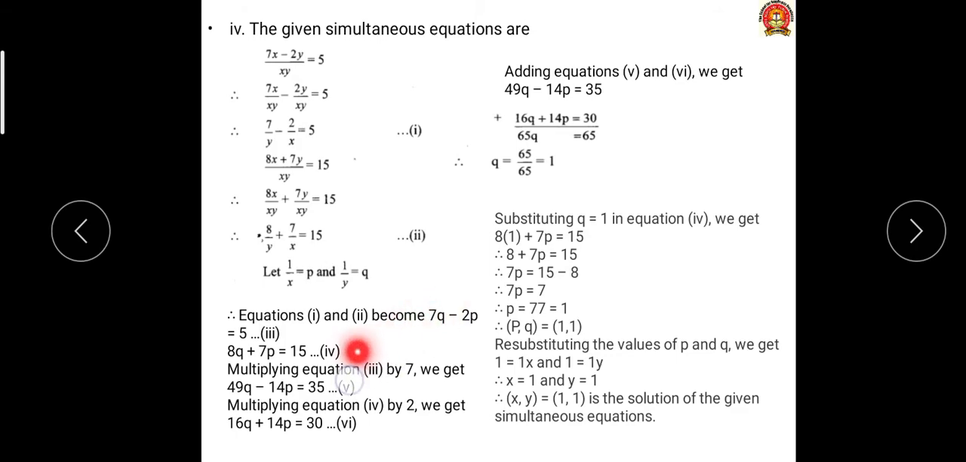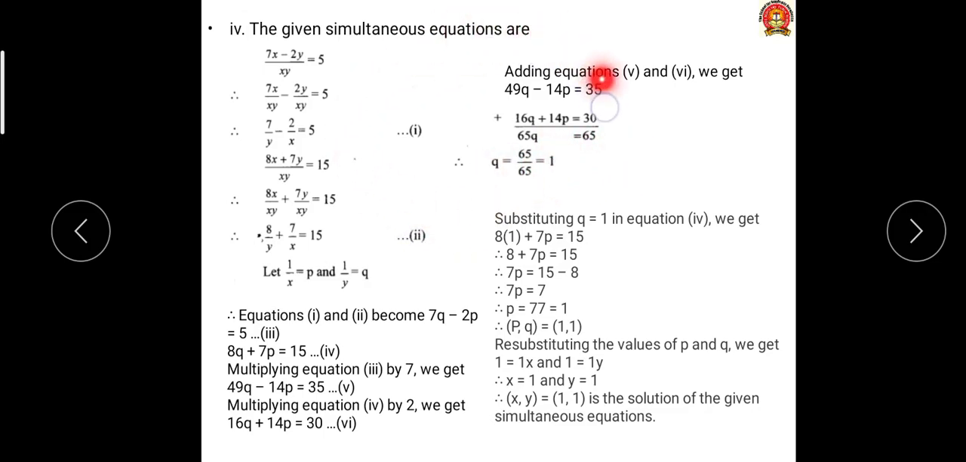Multiply the third equation by 7. You get 49q minus 14p is equal to 35. And multiply the fourth equation by 2. Means we have to make the coefficient of any one variable the same. Now see here, minus 14p plus 14p. So add these two equations, you will get 65q is equal to 65, as the p terms cancel out. So q is equal to 1.